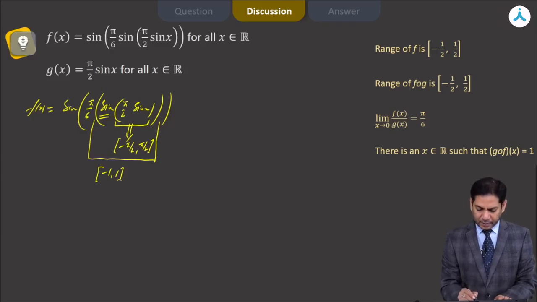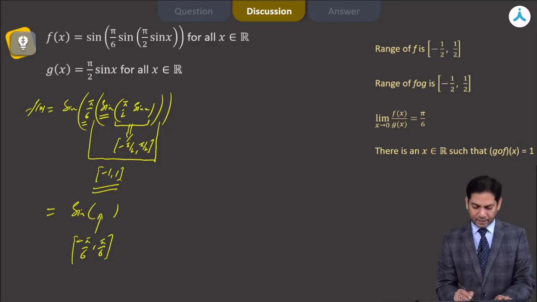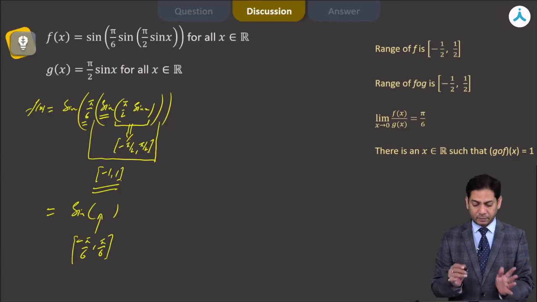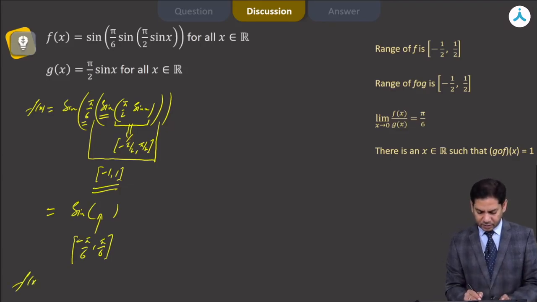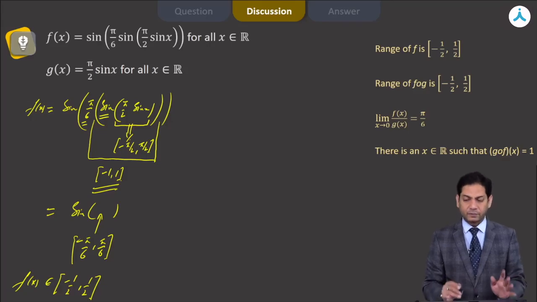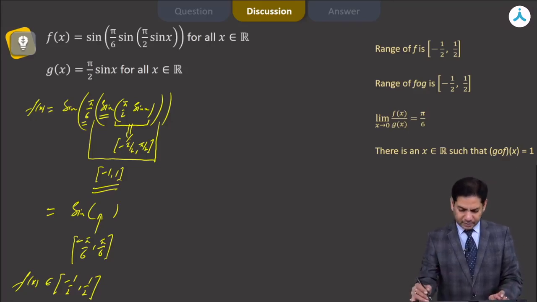Now this is multiplied by pi by 6. So inside the sine function, we are getting values from minus pi by 6 to plus pi by 6. That will give us sine of minus pi by 6 to sine of pi by 6, as sine is an increasing function there. That is minus 1 by 2 to plus 1 by 2, closed bracket. That means f of x belongs to minus 1 by 2 to plus 1 by 2 for x belonging to R. That is the range of f of x, and it is exactly the same as given in option 1. So option 1 is the correct choice.